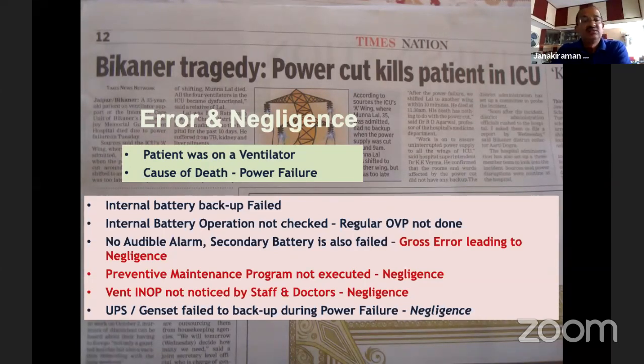And the preventive maintenance program was not done. The ventilator's inoperative condition was not noticed by the staff and the doctor. There's negligence on their part. If there was a total failure, the UPS and the generator are supposed to provide a backup. It's an ICU, and an ICU is supposed to have a UPS backup. If that was not done, then again it is management negligence.